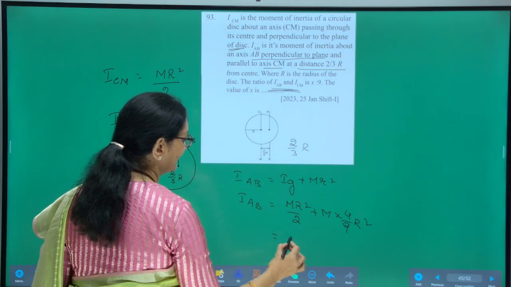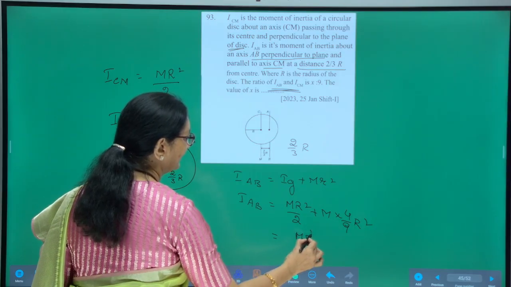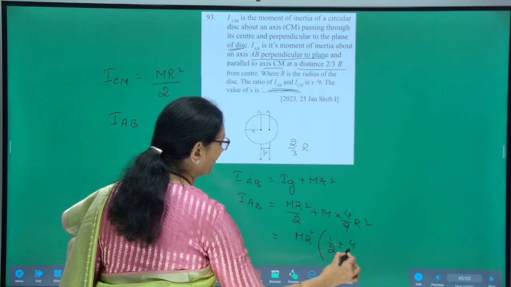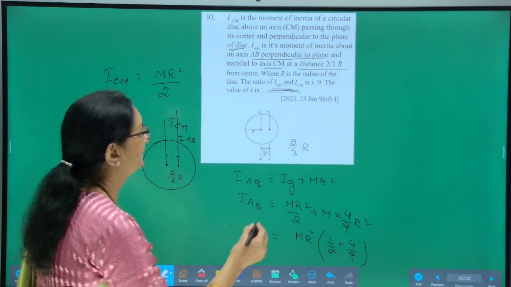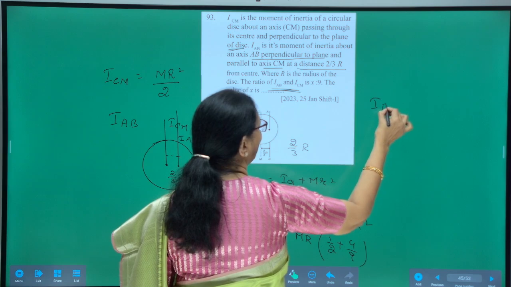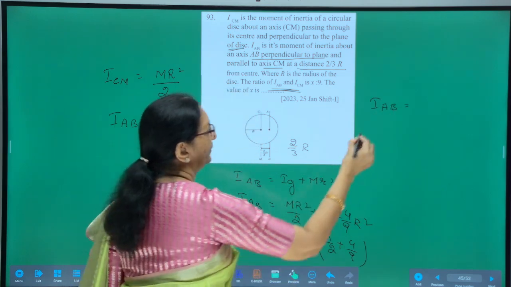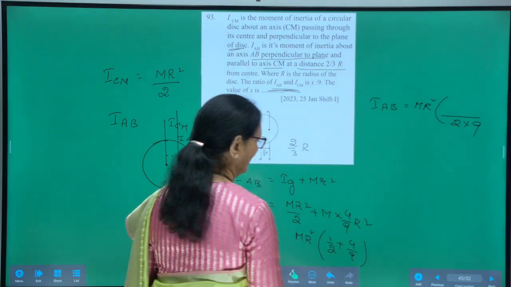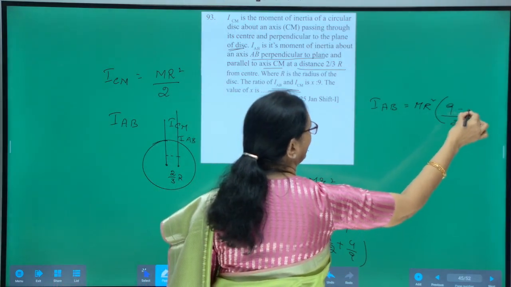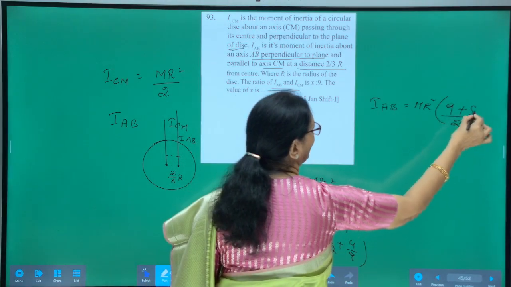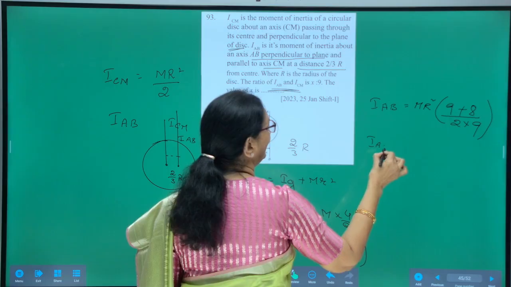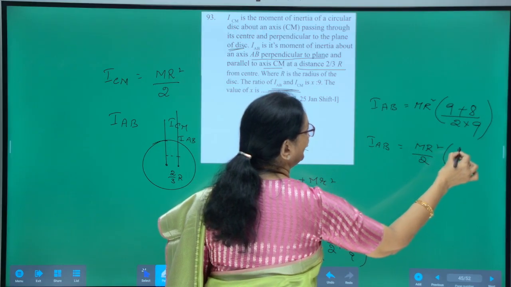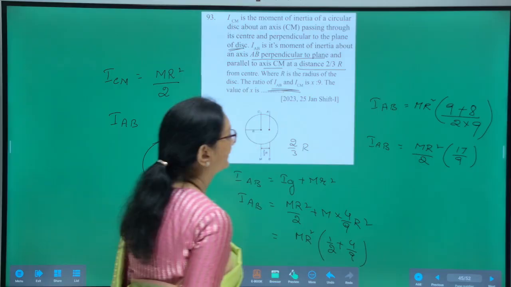If you simplify this, mr square you can take as a common factor outside, 1/2 plus 4/9. So, take the LCM. We are writing IAB now. IAB is equal to mr square, LCM is 2 into 9. So, 9 plus 2 fours are 8, right. So, IAB is equal to mr square by 2 into (9 plus 8), that is 17/9, right.